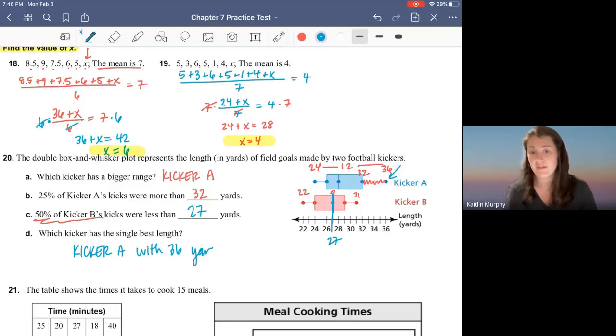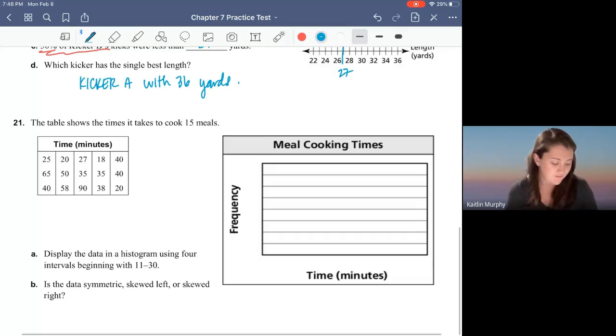Perfect. Nice. So that's how we can interpret that box and whisker plot. All right, almost done. Here's the last one. The table shows the times it takes to cook 15 meals. So we have 15 minutes there. Display the data in a histogram using 4 intervals, beginning with 11 to 30.